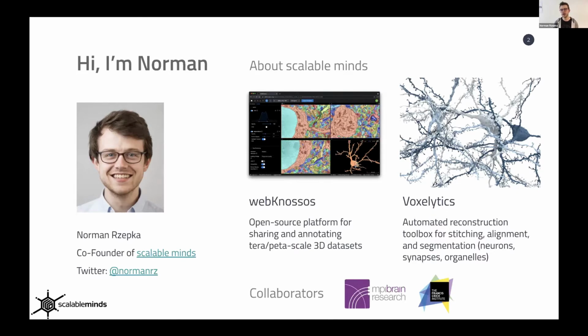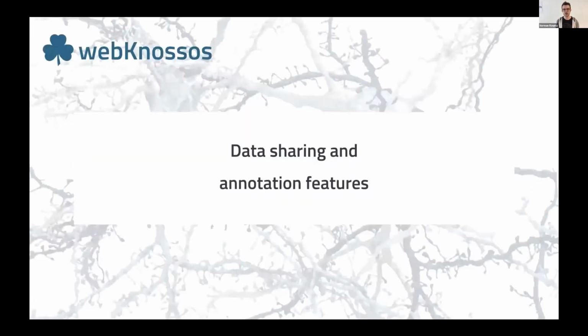We collaborate with a bunch of labs from all over the world. Two of them are the Helmstetter group at the Max Planck Institute for Brain Research in Frankfurt, Germany, and the other one is Andrea Schäfer lab at the Crick Institute. And in my talk, I will be showing some of the data that they've acquired and worked with in webKnossos. So let's dive into webKnossos.